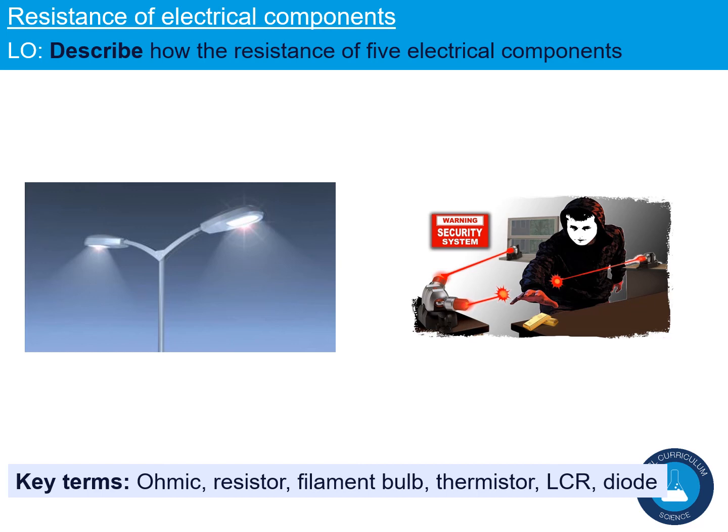You can also use it in security systems where you have, for example, lasers connecting different places together. And when that laser is broken, it means the light can't shine on the light-dependent resistor. And so suddenly the resistance will change really dramatically, and so we can detect that someone has entered.